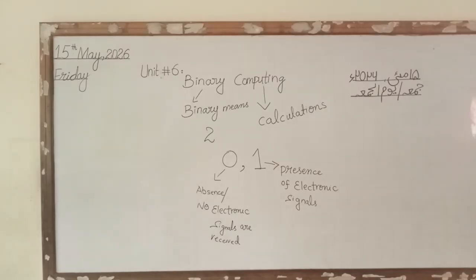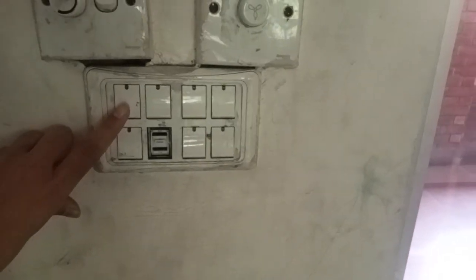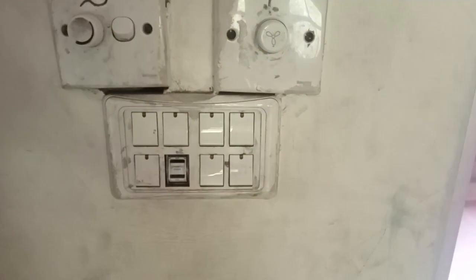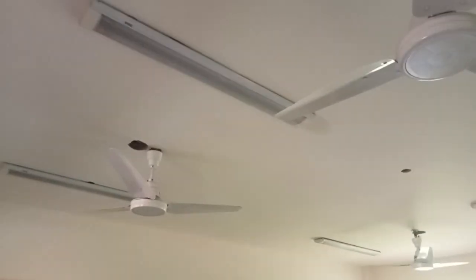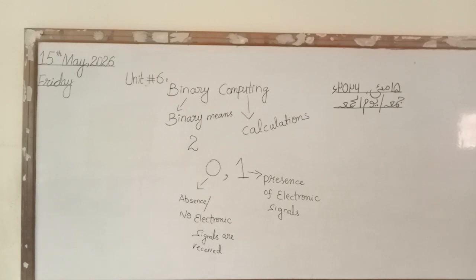We can also say 0 means data is not received by memory, and 1 means data is received by memory. For example, when the switch is off, it means no electronic signal is passed to the tube light to turn it on. When I press it, I give the input as 1, so it turns on the tube light. When I turn off this tube light, it means no electronic signals are received by the tube light. That's why it's off. So 0 means no electronic signal received and 1 means presence of electronic signals.